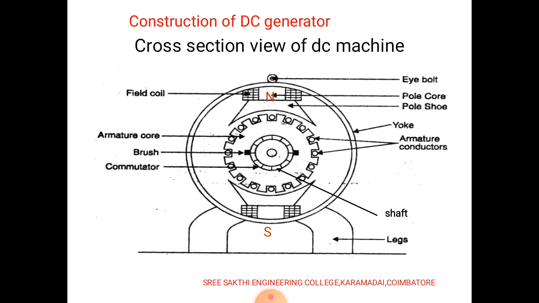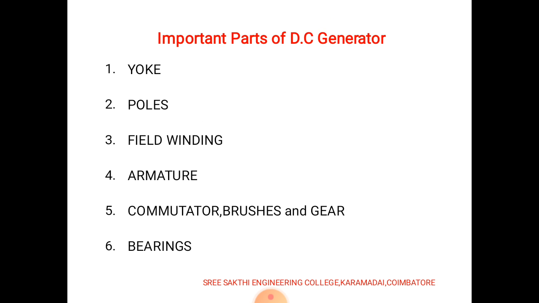Construction of DC generator. The diagram shows the main parts of the DC generator and its construction. The cross-sectional view is displayed here. The important parts of the DC generator are yoke, poles, field winding, armature, commutator, brushes, gear and bearings. Yoke, pole and field windings are the parts of the stator, and armature, commutator, brushes, gear and bearings are the parts of the rotor.